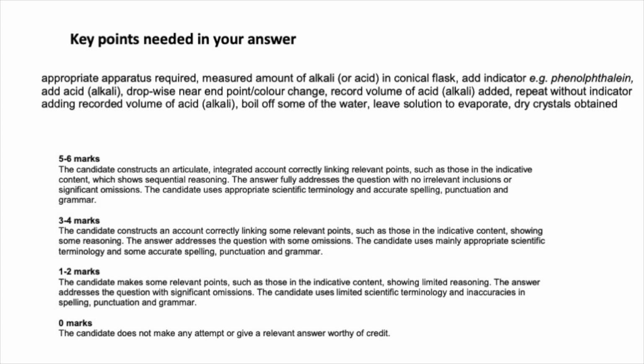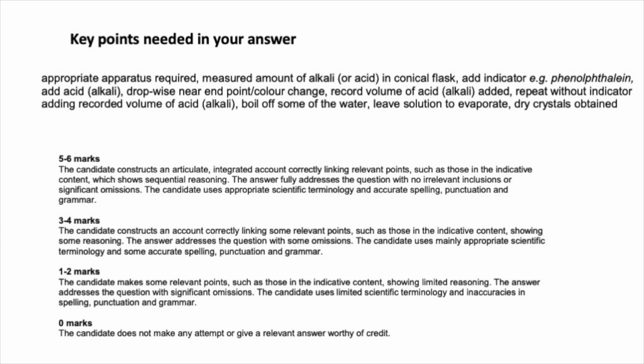So step one would be to use a pipette to measure a known volume of alkali. Usually this is 25 centimetres cubed, but it could be 20 centimetres cubed. You use the pipette to measure this out accurately, and you place the alkali into a conical flask. Now I could decide to put the acid in the conical flask. That's entirely up to you, but usually we put the alkali in the conical flask.